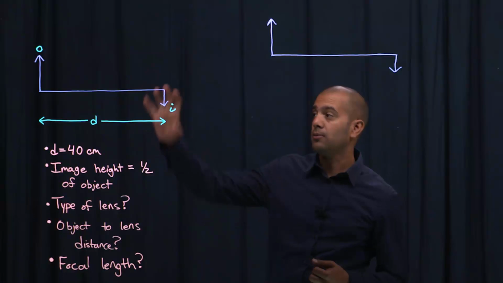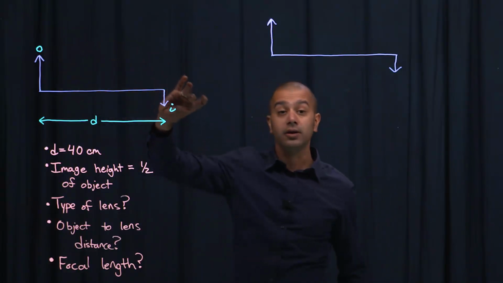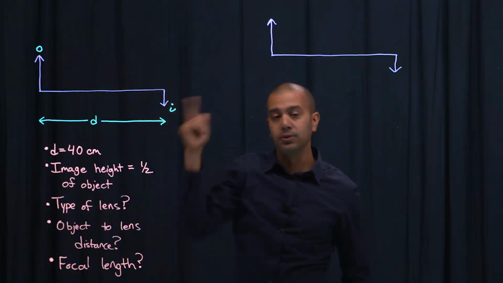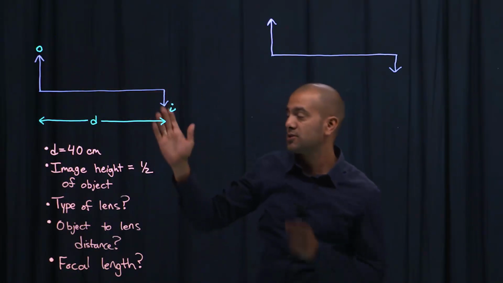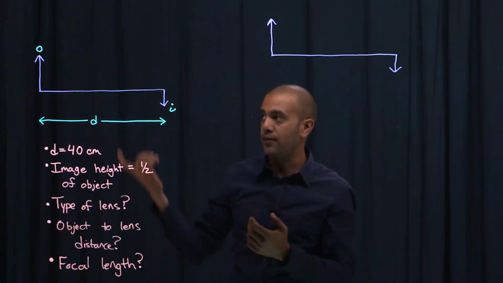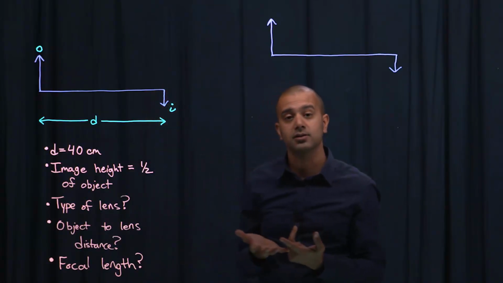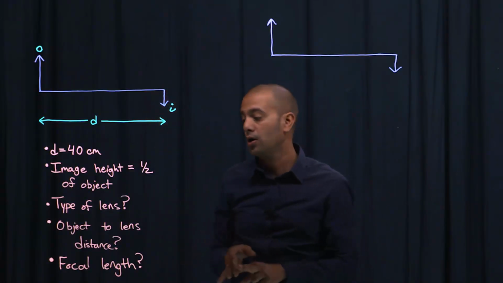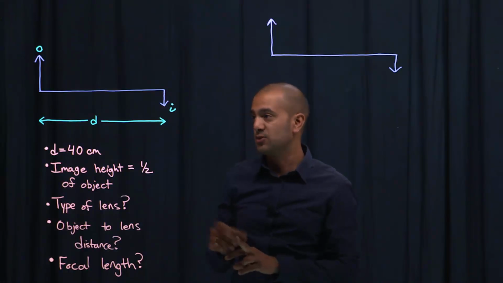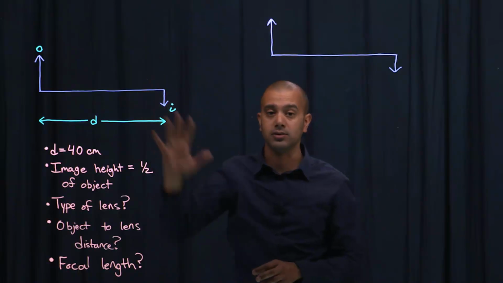So what we have in this problem is an object, and it tells us that the image is apparently inverted from the object. It's a real image, and it tells us the distance between the object and the image, but we don't know where the lens is. We also know that the object is twice as tall as the image, and the questions it asks us are: what type of lens are we looking at here, what is the distance between the object and the lens, and finally, what is the focal length of the lens.